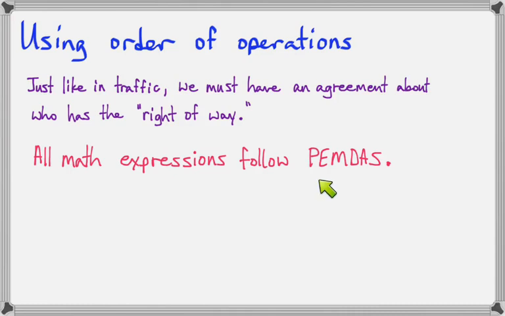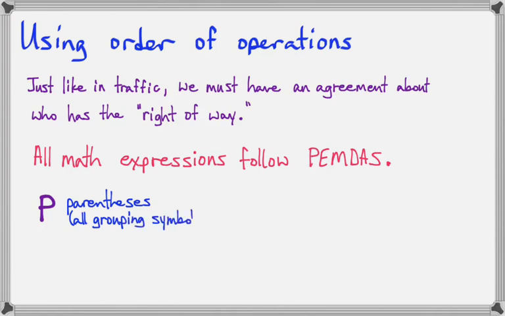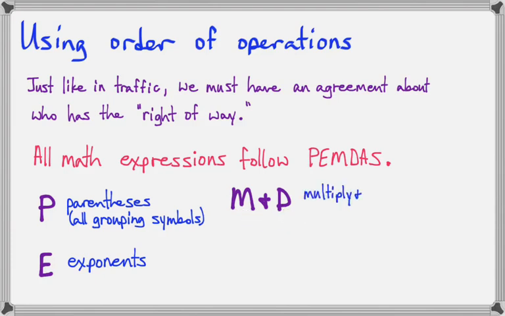It's going to follow the rule of PEMDAS, where each of these stands for an operation. P stands for parentheses, or any grouping symbols actually. So that's not so much an operation as it's just saying anything that's in parentheses gets to be done first. So parentheses first, then E for exponents, then M and D stand for multiply and divide. So these should be done in order from left to right.